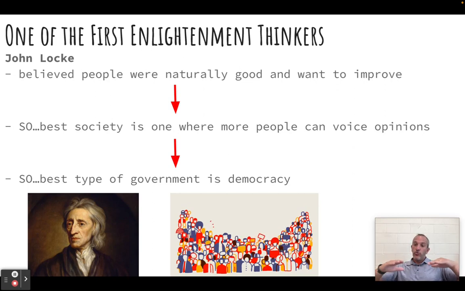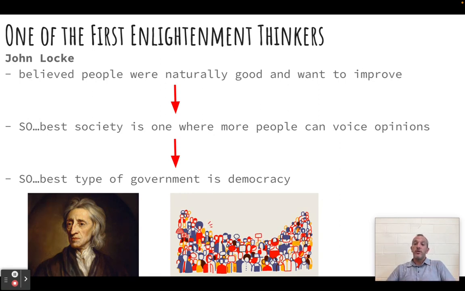He said, if this is true, and if you're buying what I'm selling here, we can also argue that people are evil and wicked. That's a whole different guy. But let's say that you agree that we're naturally good, then you should believe that the best society, if we want to improve, is one where people can voice their opinions. Because the best way to learn and to improve is by interacting with other people. If we don't interact with anyone and we don't learn anything, we will never get better, never improve, and we can't be perfect or as close to perfect as we want to be.